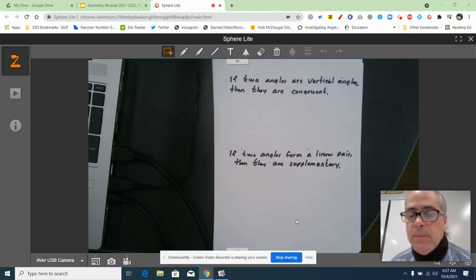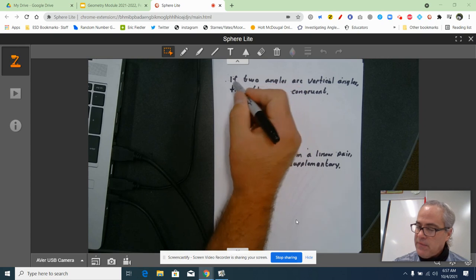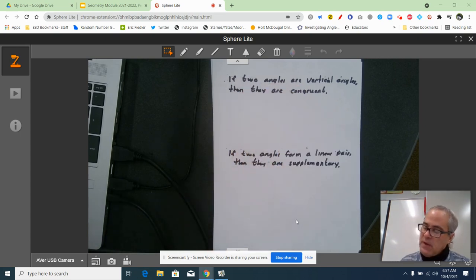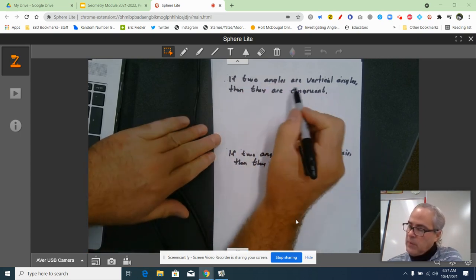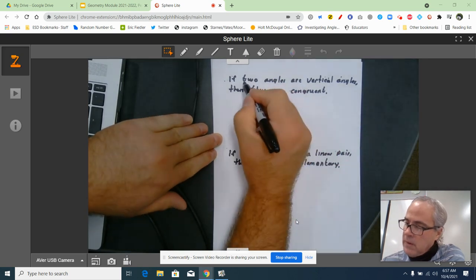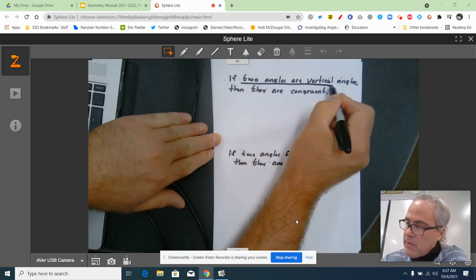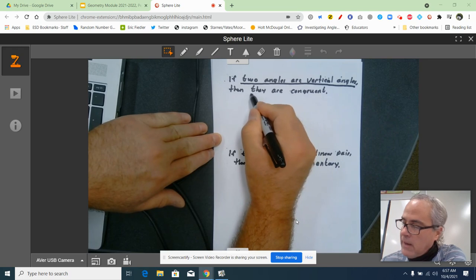So here are two statements that are geometry specific. Conditional statements again, in if-then form. In fact, in the first one right here, if two angles are vertical angles, then they are congruent. The part after the if, remember, is the hypothesis. The part after the then is the conclusion.